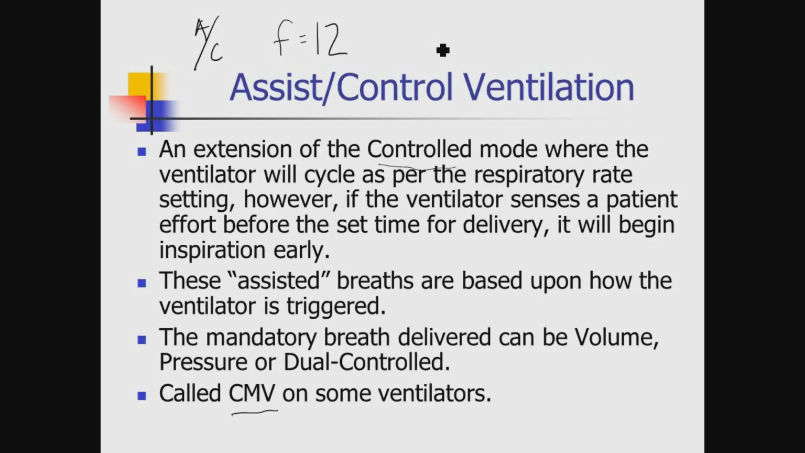If the patient triggers prior to that 5 seconds being elapsed, they get that full mandatory breath each and every time they trigger the breath on. So they may be breathing at a rate of 20, 20 times a minute, then that mandatory breath will be delivered. Does that make sense?